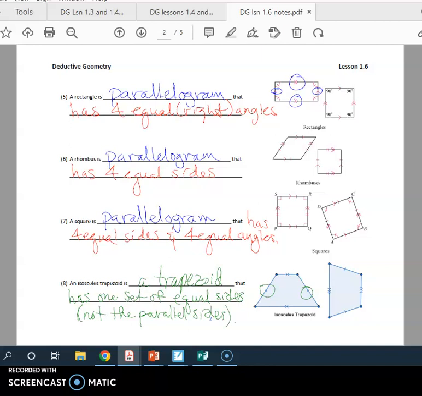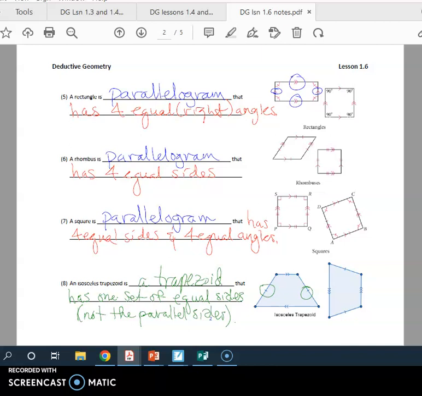And again, the sides that are equal are not the parallel sides. And by making sure that we don't clarify the parallel sides are not equal here, then we are eliminating some other shapes that could possibly show up, such as maybe a rectangle or a rhombus or a square.